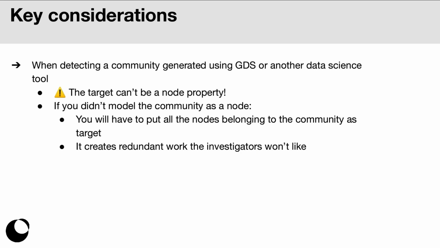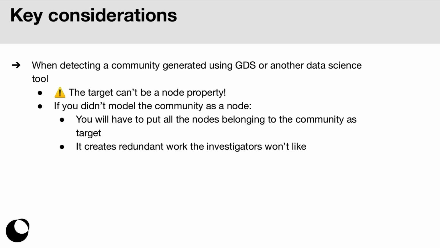We already explained that the target can either be a node, an edge, or a mix of both. Thus, a target can't be a node or an edge property. Some data scientists may render a community detected with AR or graph data science as a property of a node. In this case, if you're planning to generate a case per community, you'll need to set the collection of all the nodes belonging to the community as a target.